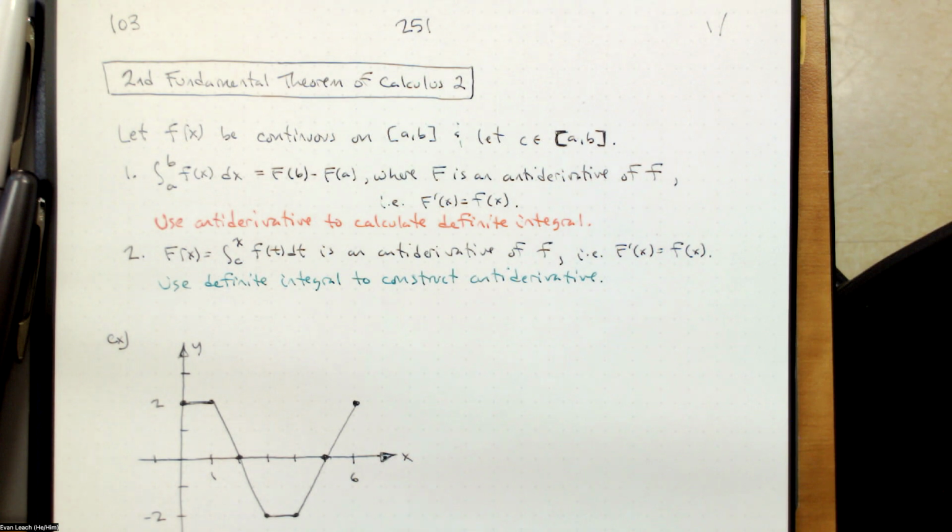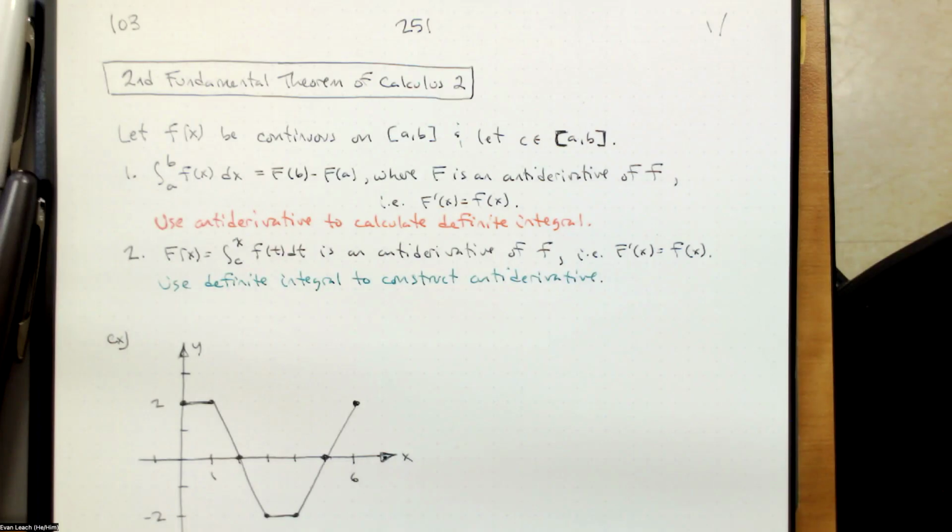Really, what we're getting out of the second part of the fundamental theorem of calculus is that continuous functions have antiderivatives. We just might not be able to write a nice formula for them. We might not be able to add one to the exponent and divide by the new exponent. The second part says that a continuous function definitely has an antiderivative, but you might have to build it yourself.